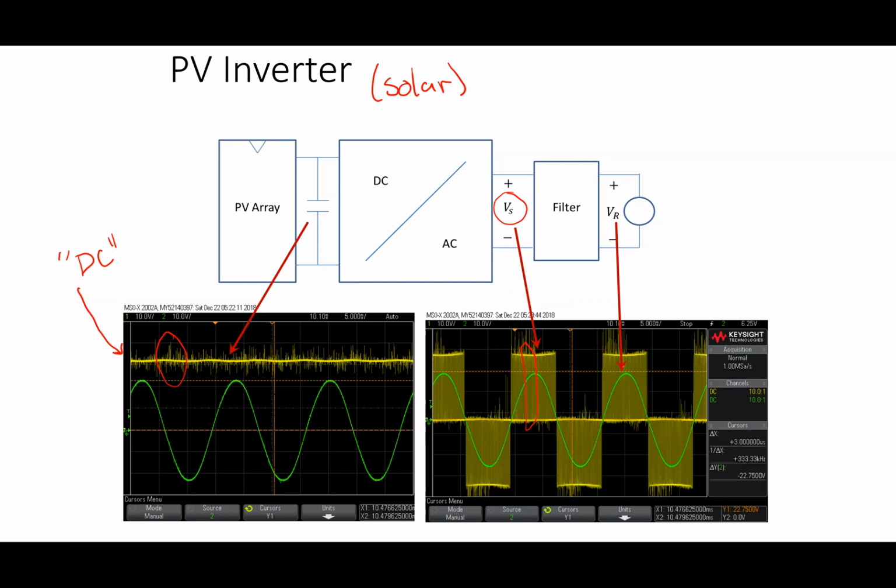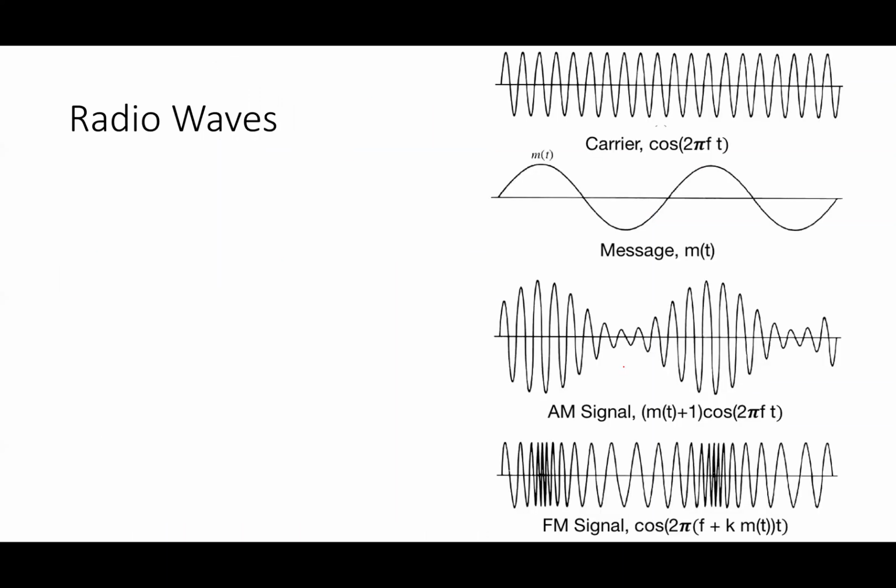60 hertz. Yeah, 60 hertz, at least in the US. If I was in Europe or somewhere else, maybe it'd be 50 hertz, but here it's 60 hertz. All right, so we'll talk more about that in a second. So power is common, but radio would be another place.